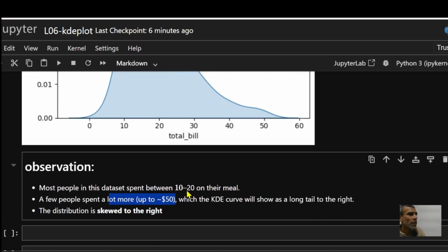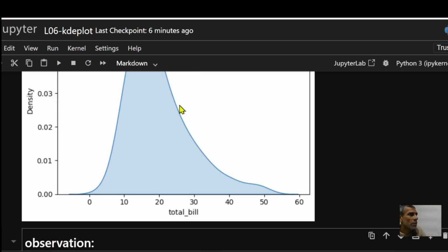Some people spent more than 50. That's because your KDE curve actually shows a long tail towards the right direction, that is in this direction. That's why I'm making that conclusion. And the distribution is skewed to the right. Again, you can see that the distribution is basically going like this, skewed to the right.